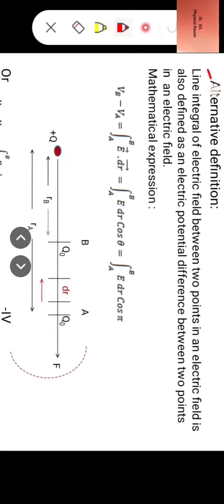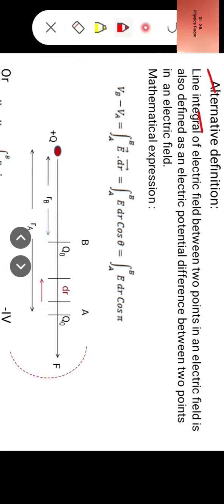The alternative definition of electric potential difference. Line integral of electric field between 2 points in an electric field is also defined as an electric potential difference between 2 points in an electric field. I repeat, line integral of electric field between 2 points in an electric field is also defined as an electric potential difference between 2 points in an electric field.